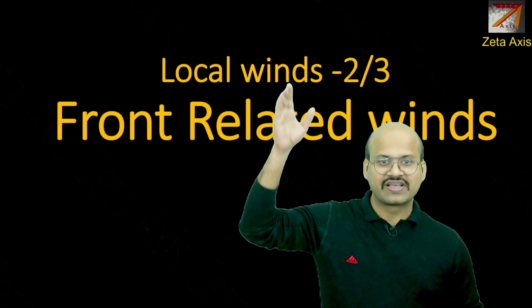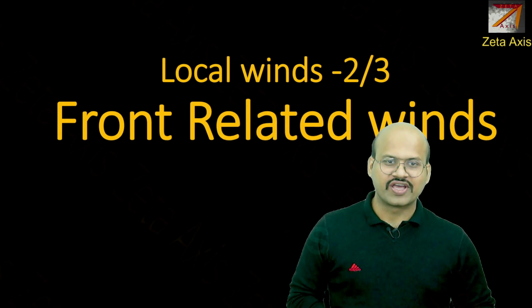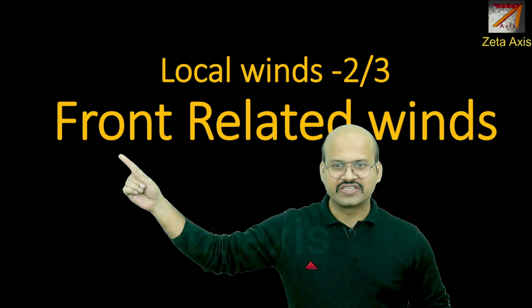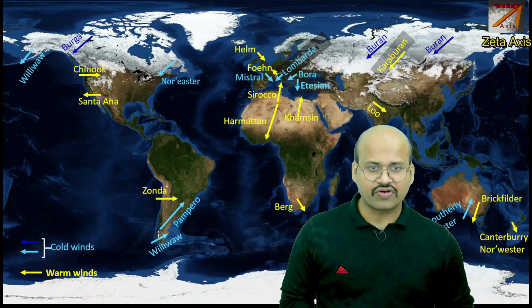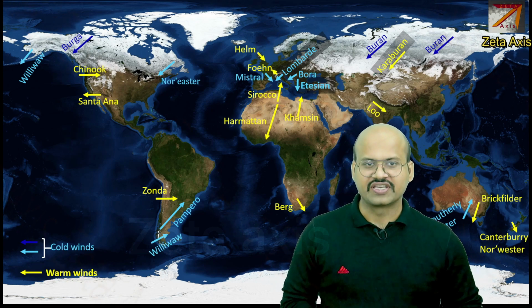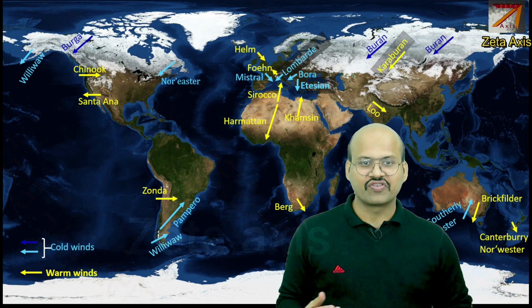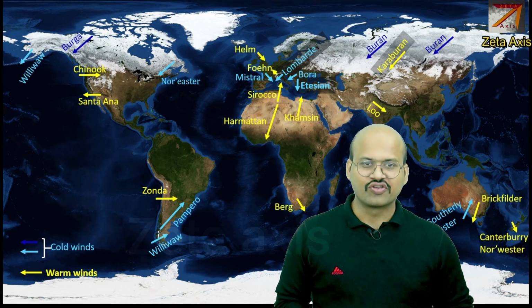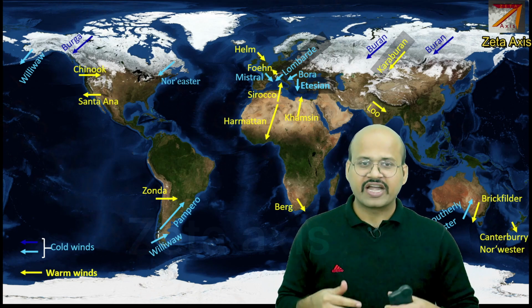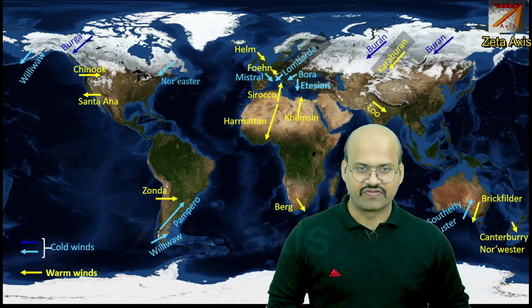of local winds. And in this particular video we are going to discuss the local winds which are front related winds. This is the list of all the local winds which we see around the world, and as we have discussed in our previous video, the local winds are specific winds in a region which are created due to specific atmospheric characteristics prevailing over there.